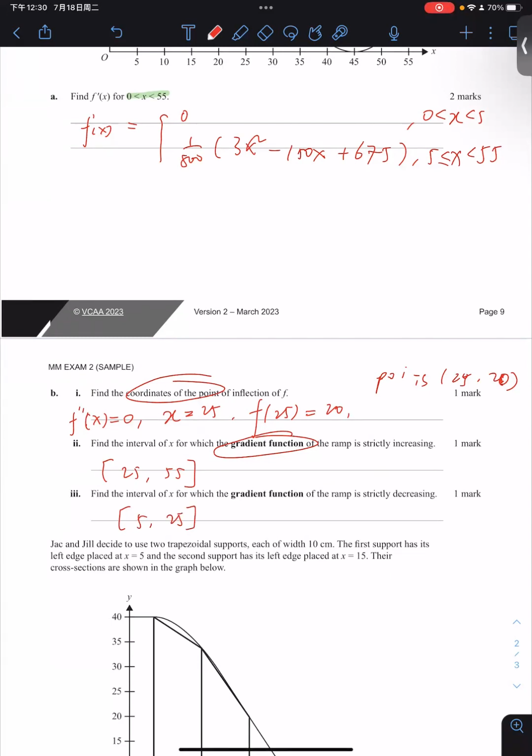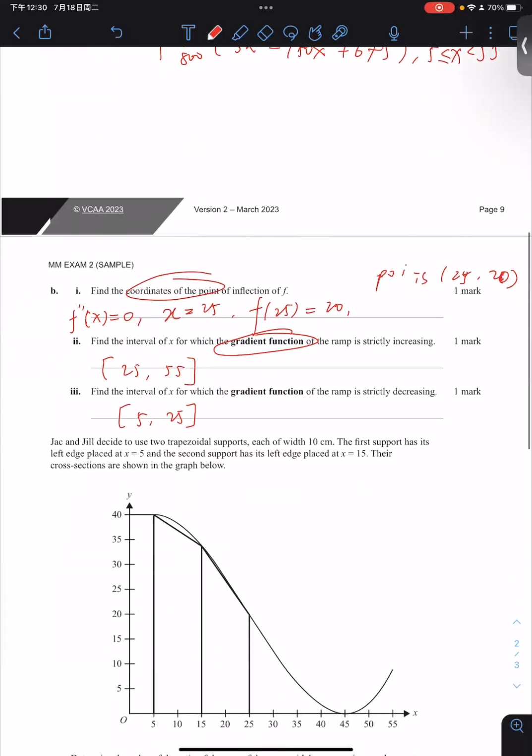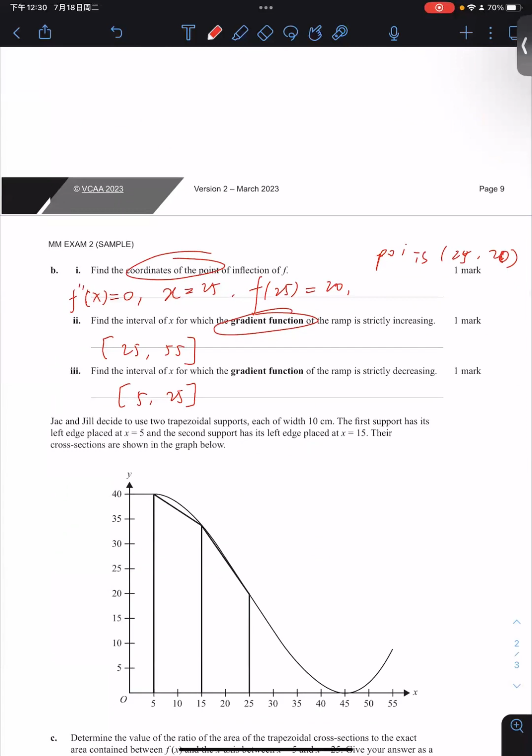These three tiny questions, it was a 3 mark, but very, very easy to get caught. All right. So just be vigilant and careful when you read and do the questions.